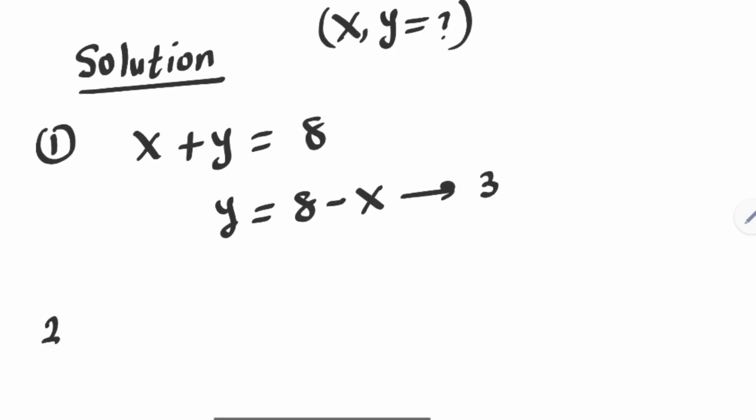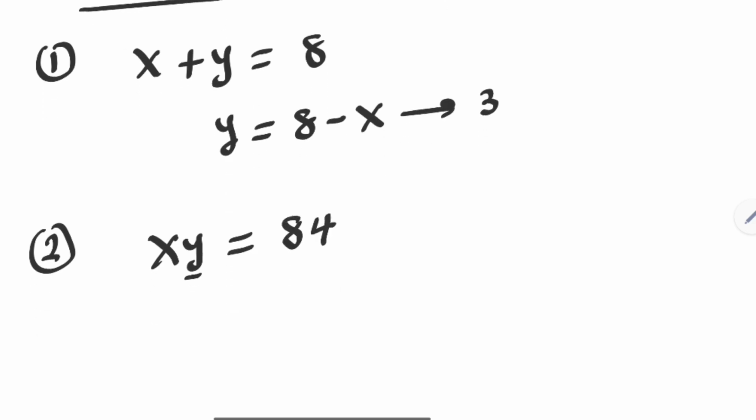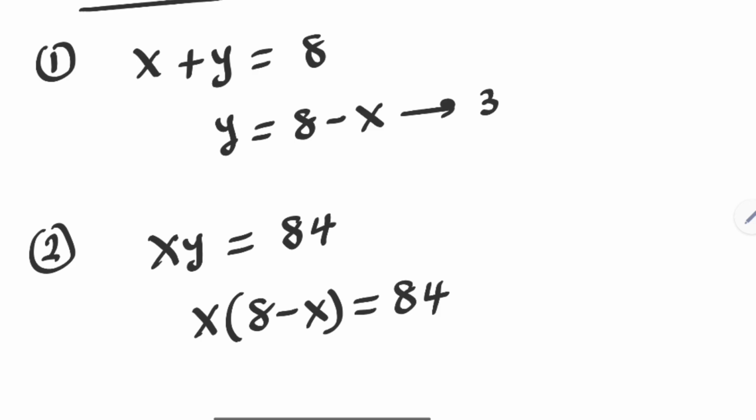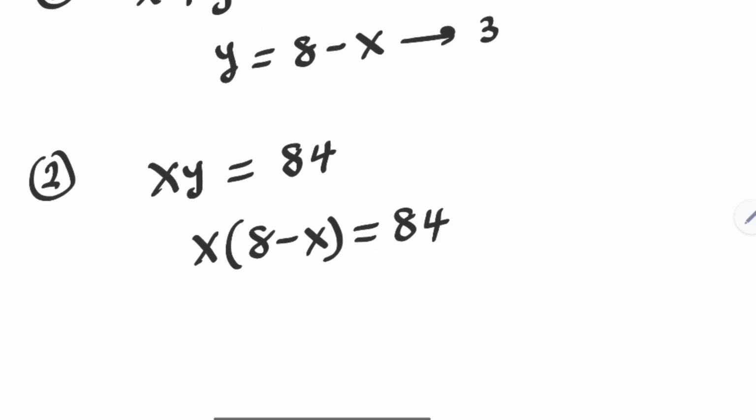Then from equation 2, xy is equal to 84. Now let us substitute for y, which is 8 minus x. x into 8 minus x is equal to 84. Let us open the bracket with this x. x multiplied by 8, that is 8x, minus x multiplied by x, x squared is equal to 84.